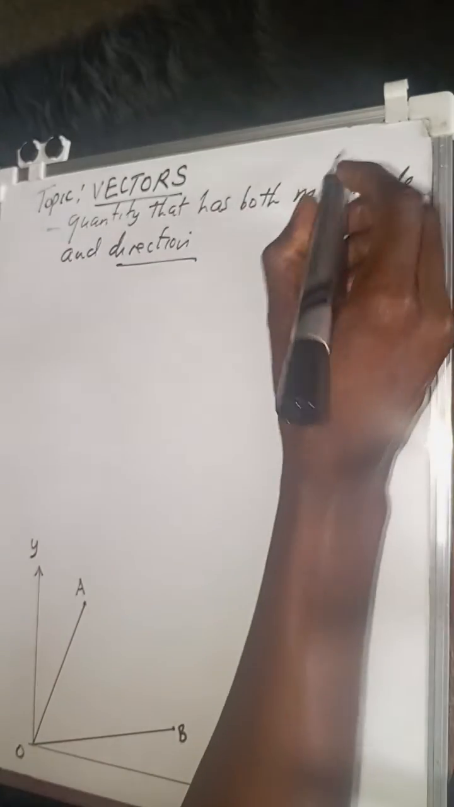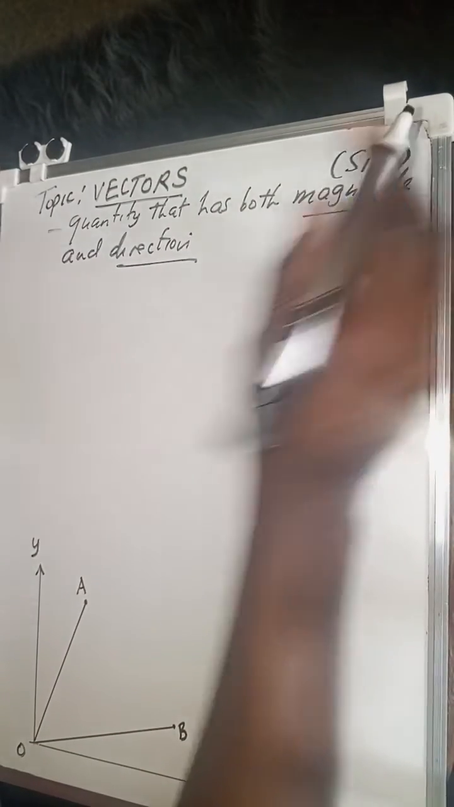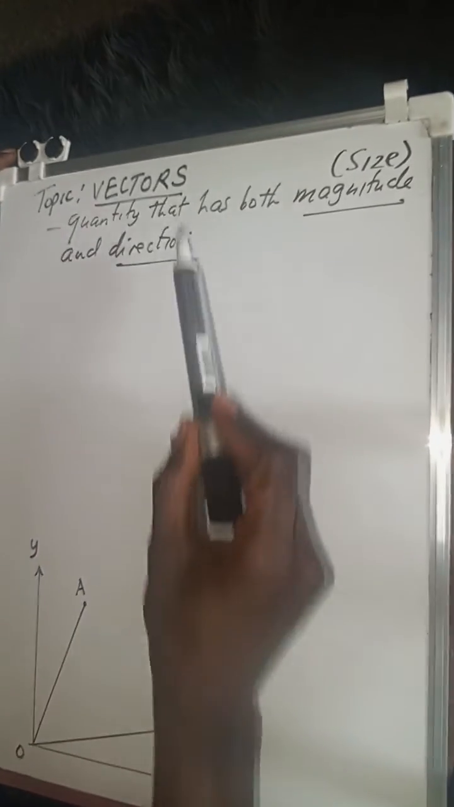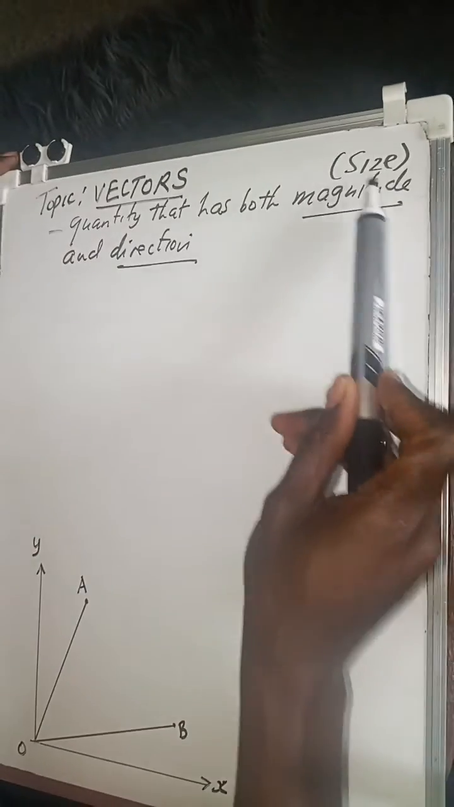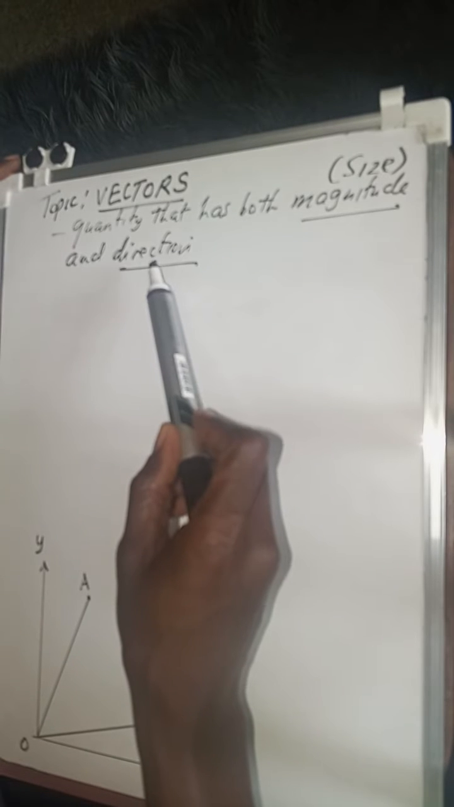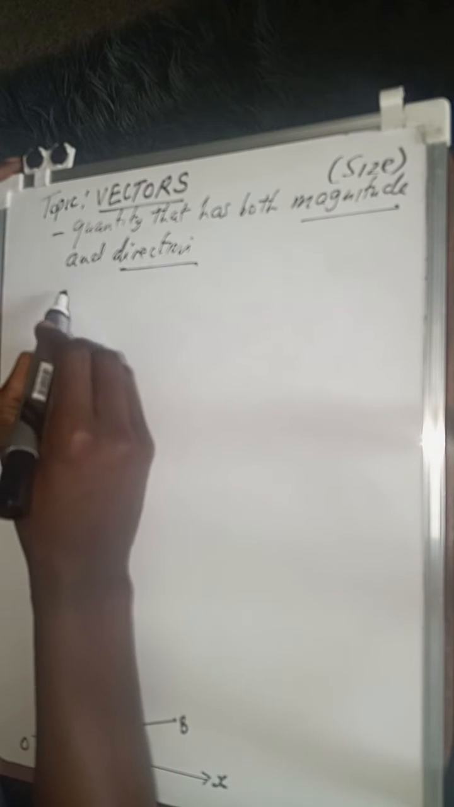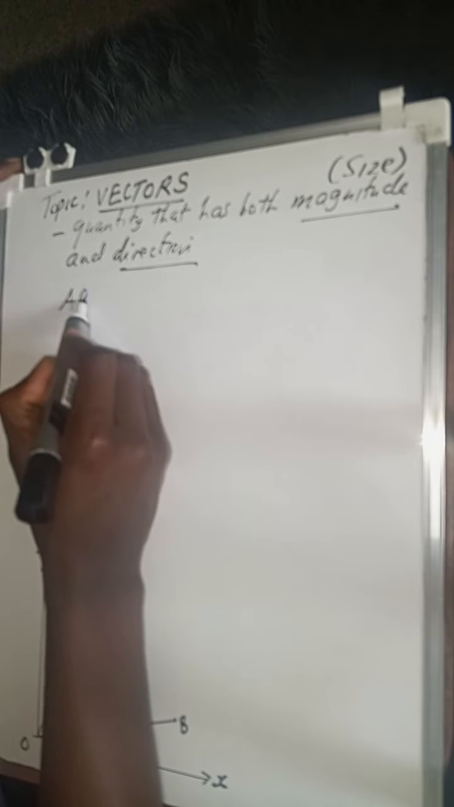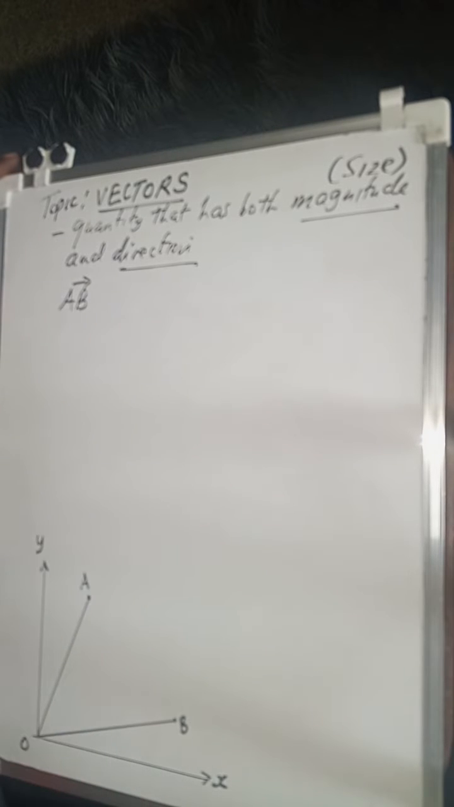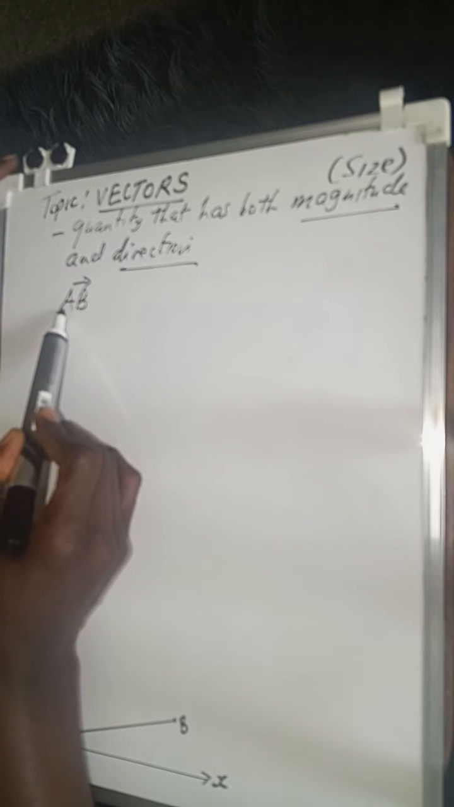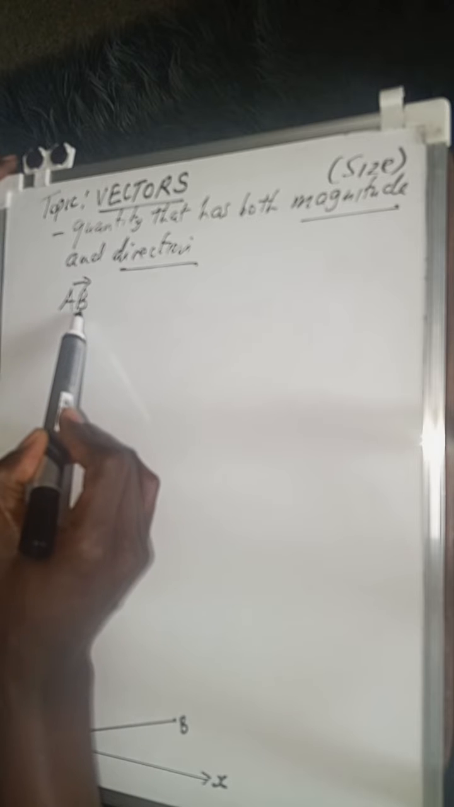When I talk about magnitude, I simply mean the size of something, how big something is, and of course the direction in which it is moving. Therefore you need to pay attention to the size and also the direction. For example, if you have the vector AB moving from A to B, we put up an arrow to show the direction. The arrow says you are starting from A and going to B, so your starting point is A and your end point is B.